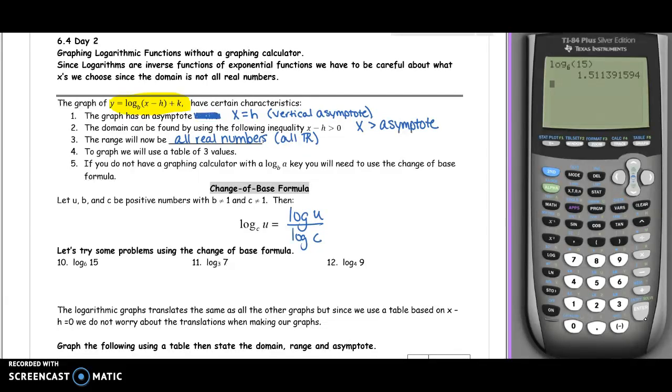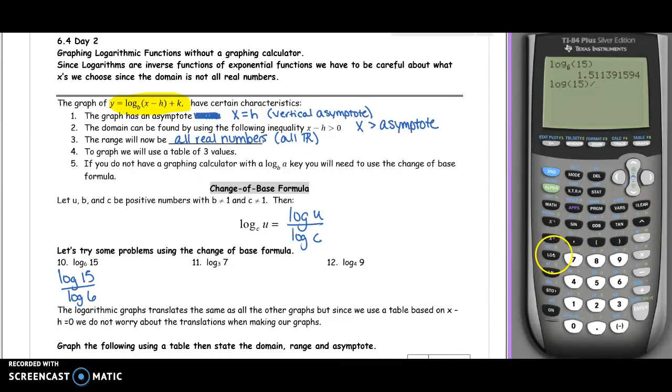Now let's use the change of base formula. We would do log button of 15 divided by log button of 6. You always do the log of the big number divided by the log of the base. So if we try that in our calculator, find your log button. Log button 15, close your parentheses. Divided by log button 6, close your parentheses.